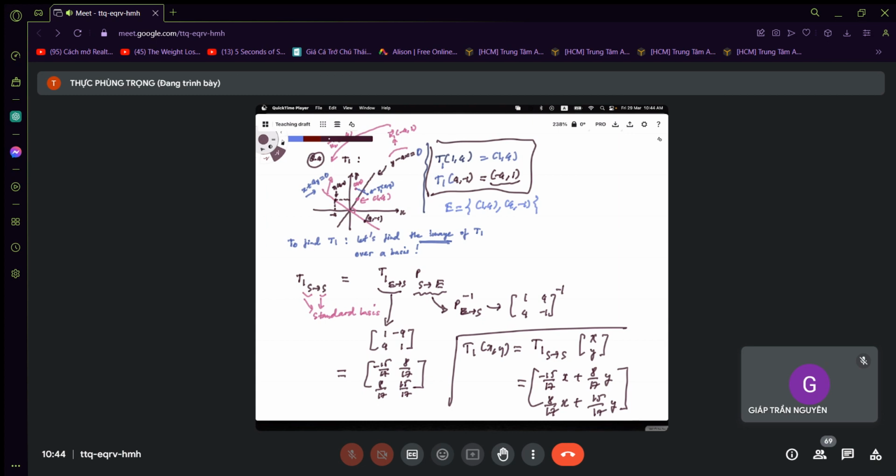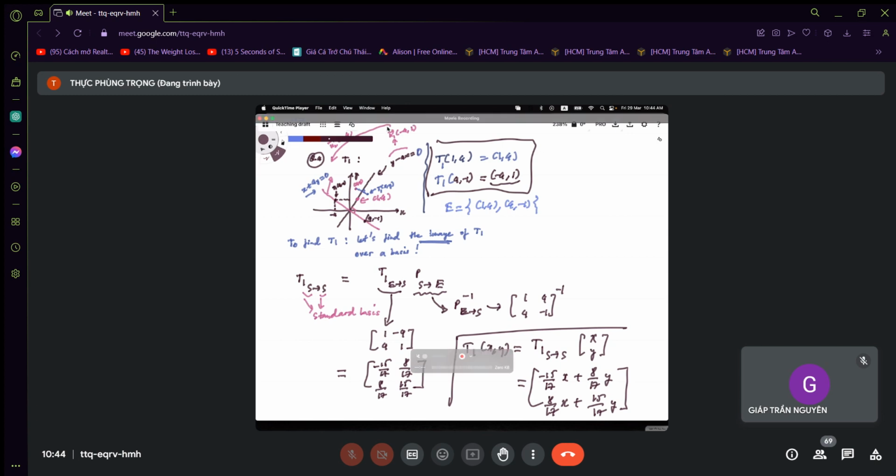Any question? Do you have anything that you don't understand right here? So the idea right here is that we find an image of a basis. That's enough to get the whole formula. If you want to find the formula of T1, the only thing you need is to find the image of T1 over a basis. Any basis you have.